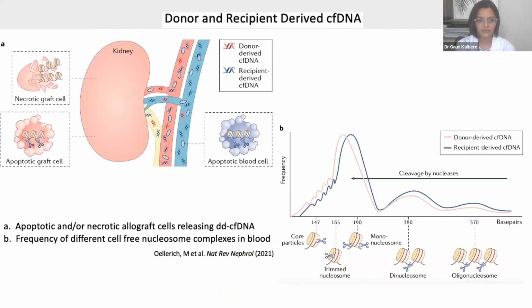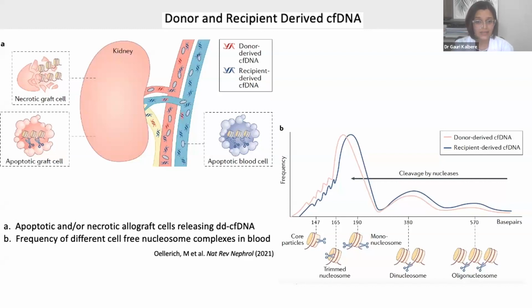So this is a rough diagram. This over here is the graft kidney, and we have the necrotic graft cell and apoptotic graft cell, as we can see. And in the circulation, we can see labeled as red, donor-derived cell-free DNA, and in blue, we have recipient-derived cell-free DNA. And there are the apoptotic blood cells.